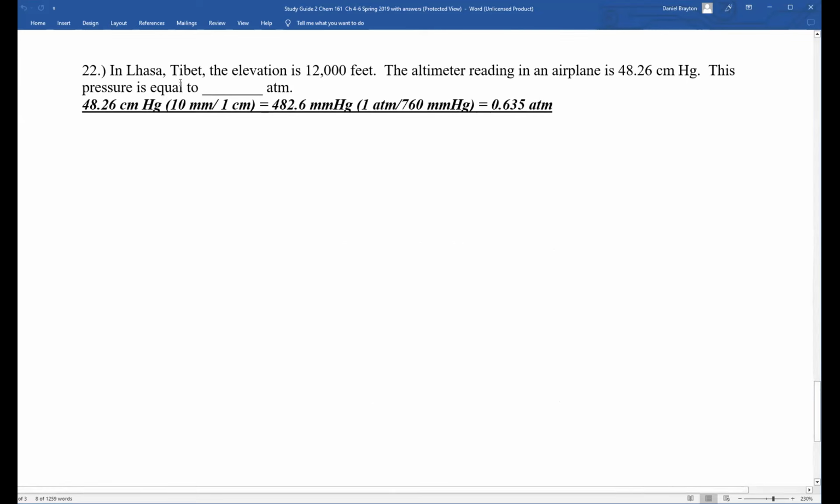This is talking about someplace in Tibet, telling us the elevation, the altimeter reading in the airplane. This is just pressure. 48.26 centimeters of mercury, equal to what in atmospheres? This is a good example of a real easy one, where you're just doing a 1 unit conversion. I guess 2, right? But millimeters to centimeters is just moving a decimal point over. That's not much of a conversion. And then how many atmospheres?